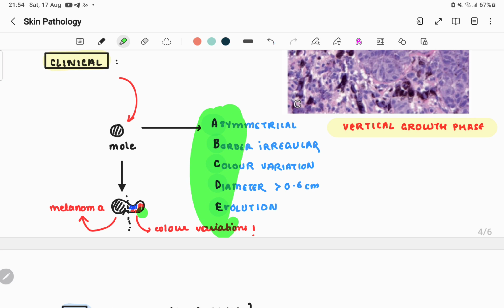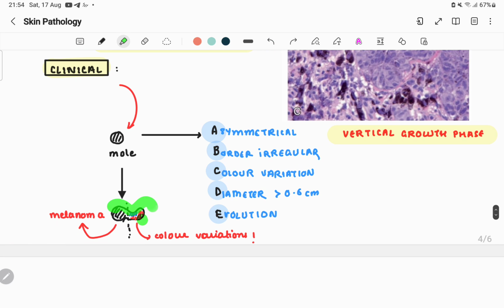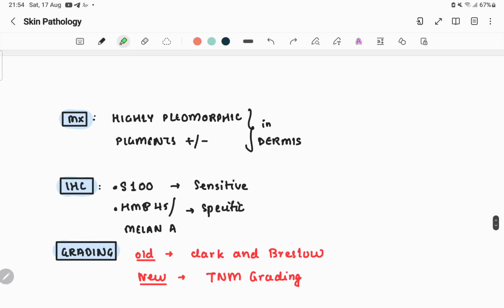We call it the ABCDE scheme, which is often asked by examiners. A is asymmetrical. The borders are irregular, you can see the borders are irregular like this. There is a color variation. Diameter more than 0.6 centimeter, and there is evolution. Evolution means that it can progress to other conditions of the skin.